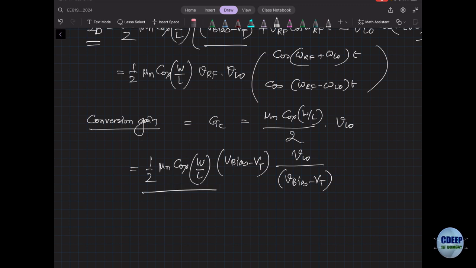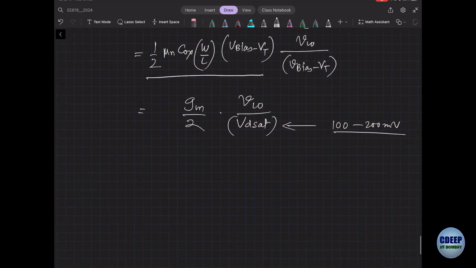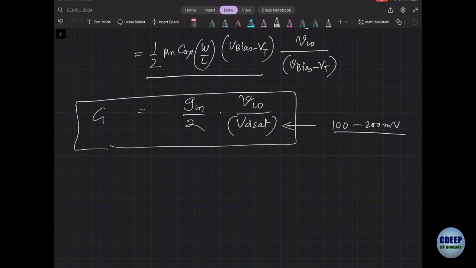Okay. And what does this look like? GM. So this is our GM divided by 2 and VLO divided by VD sat. Okay. And this generally we keep it 100 to 200 millivolts, if you remember, right? To keep as our design equations. Okay. So this particular equation is kind of a generic expression.